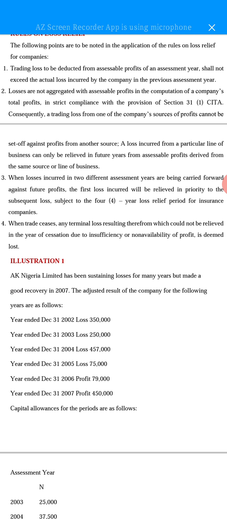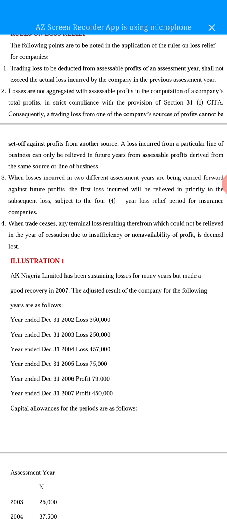In strict compliance with the provision of Section 31, subsection 1 of CETA, a trading loss from one of the company's sources of profits cannot be set off against the profits from another source. A loss incurred from a particular line of business can only be relieved in future years from accessible profit derived from the same source or line of business. That is to say, when you are setting off loss, a loss can only be set off against the particular line of business or source of income in which the loss was incurred. That's what this is telling us.